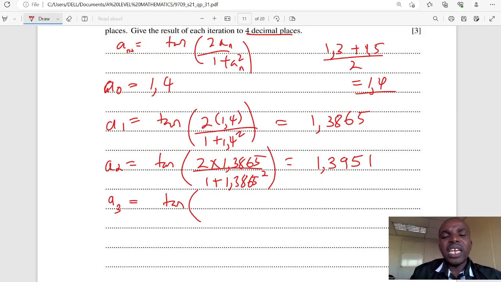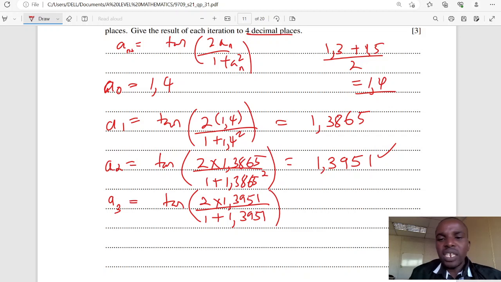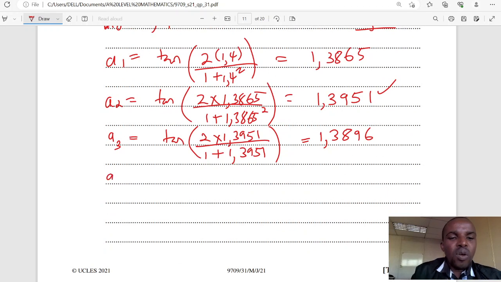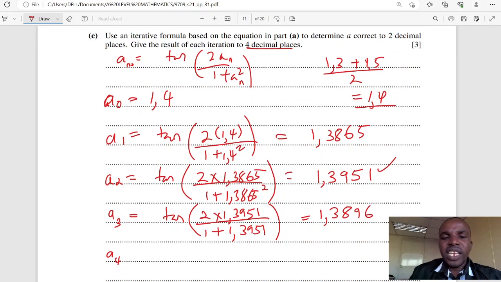Where there is a_n, you now put a2. So it will be tan of 2 times 1.3951 over 1 plus 1.3951 squared. This answer that you got is the one you put where there is a in this case. Then you press the equal sign. It will be 1.3896.